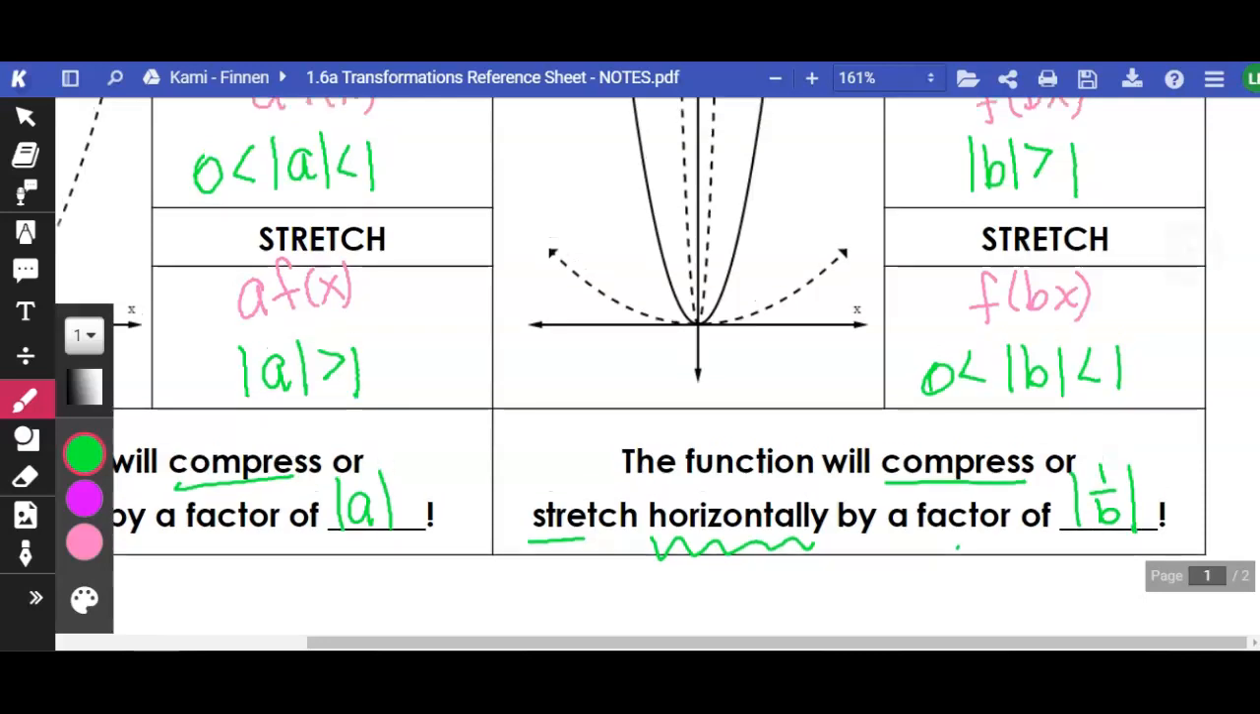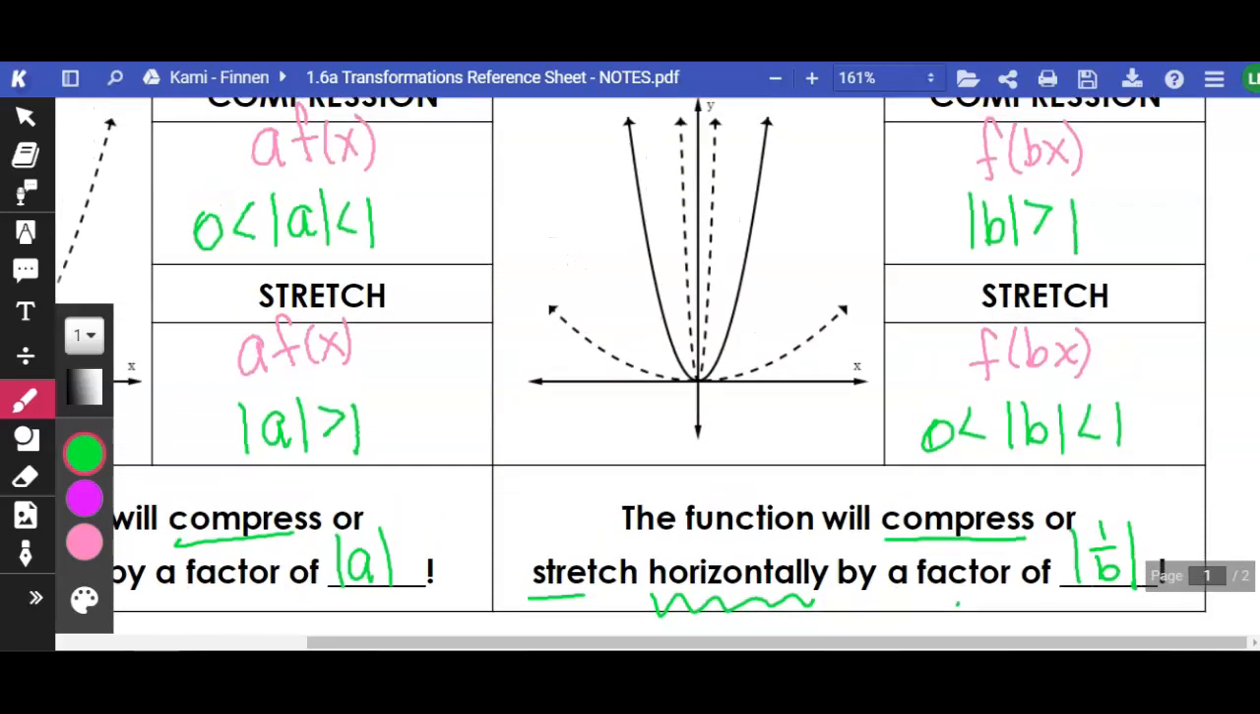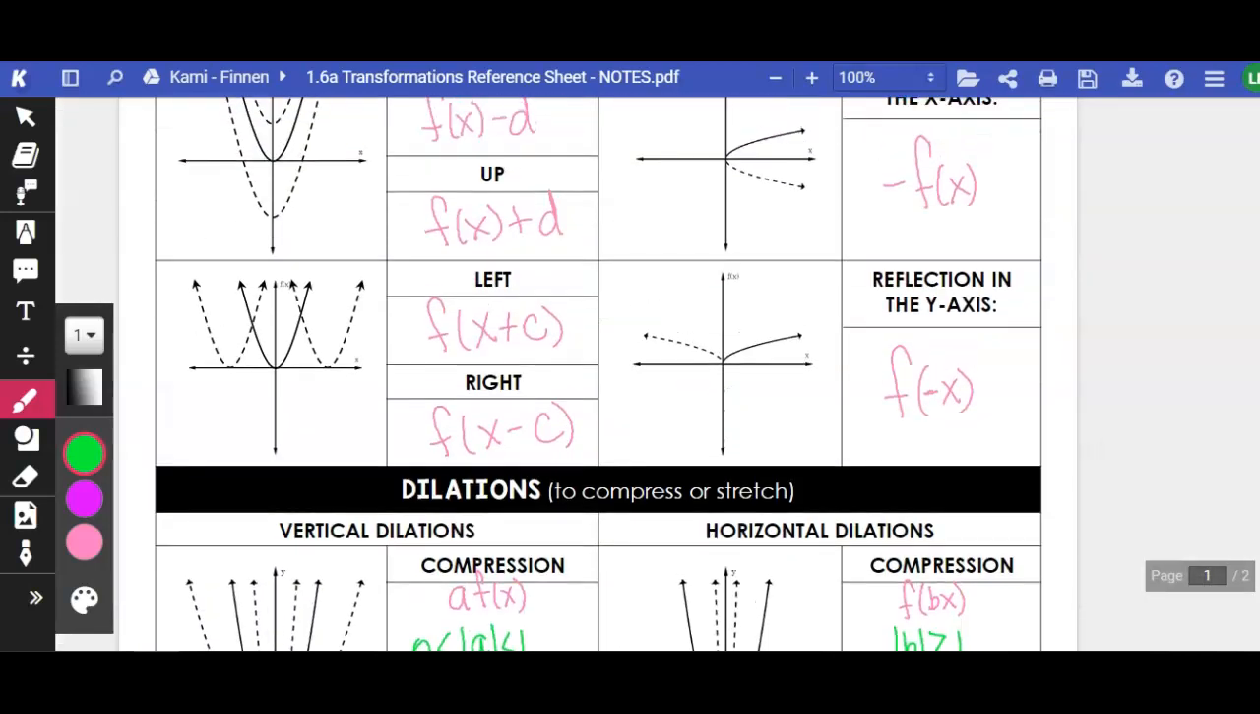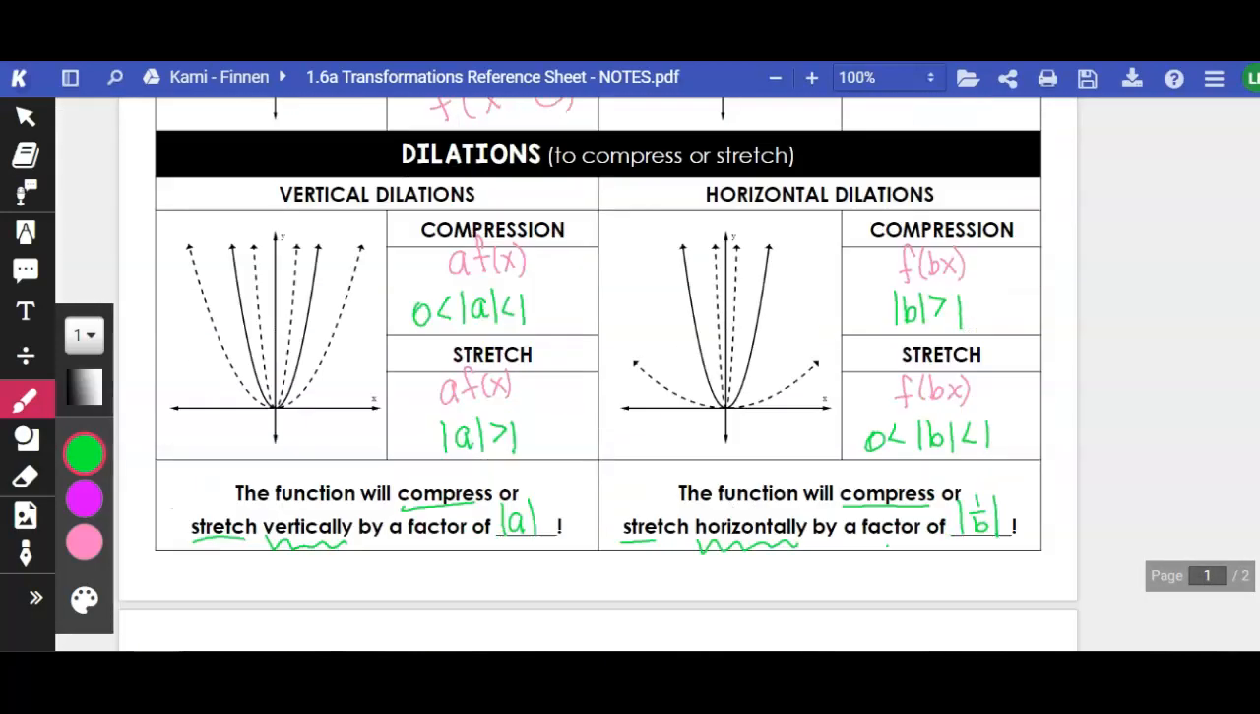So if this was 4x, like I said, because b is greater than 1, then it would actually be compressed by a factor of 1/4. If this was 2/3, then it would actually stretch by a factor of 3/2, and that's why it makes it the opposite there. Okay, so those are your basic concepts of your little review for transformations.